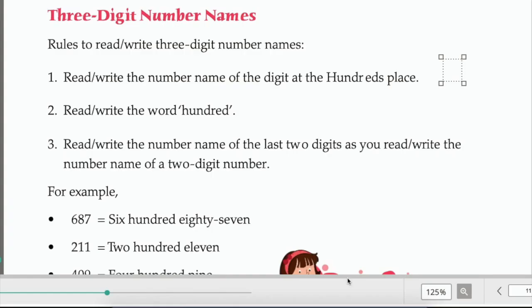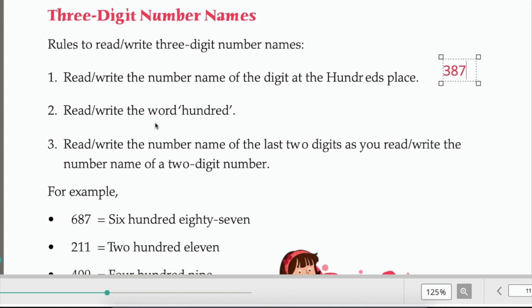Yes. The first topic of this session is three-digit number names. Here we are going to write the number names for three-digit numbers. There are certain rules for writing three-digit number names. First, read or write the number name of the digit at the hundreds place. For example, if we have the number 387, in this 387, 7 is in ones place, 8 is in tens place and 3 is in hundreds place. So as per the first rule, you have to see the number in the hundreds place. We have 3, so you have to write 3 as a number name, that is THREE.